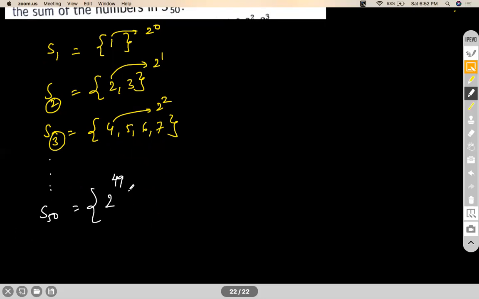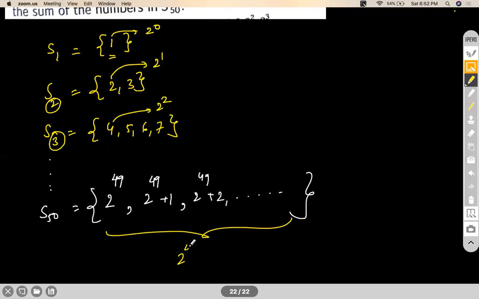So if I go till S50, S50 will have the first term as 2 to the power 49. Next term will have 2 to the power 49 plus 1, then 2 to the power 49 plus 2, and so on. How many terms would be there? Now that is also very important. See here, first set has 1 term, second set has 2 to the power 1 terms, third set has 2 to the power 2 terms. So I can say there will be 2 to the power 49 terms over here.